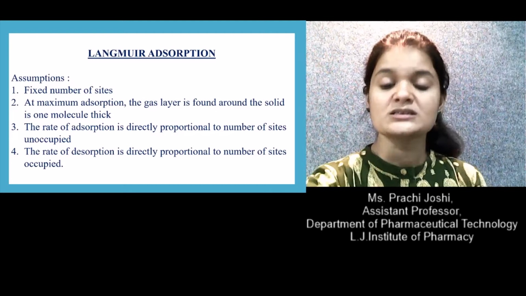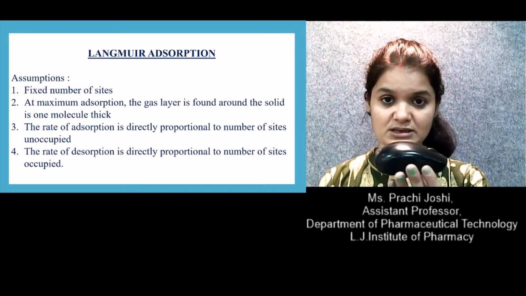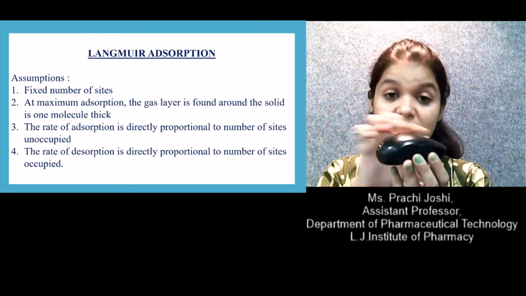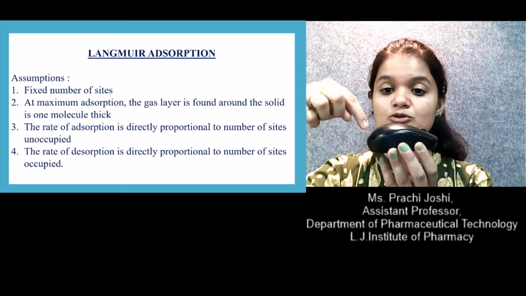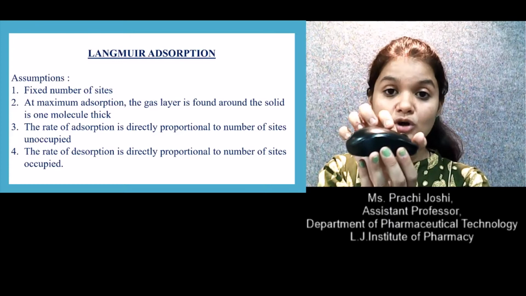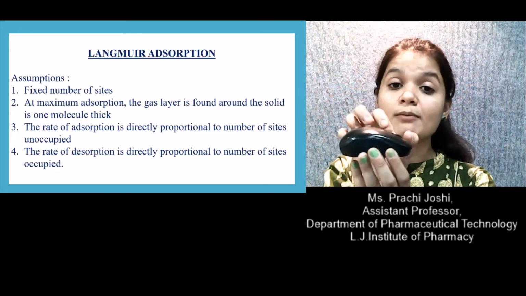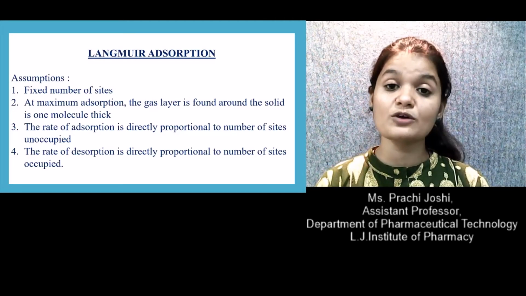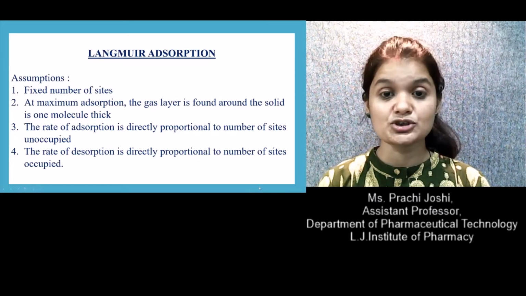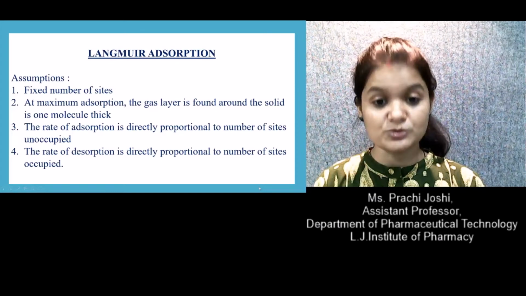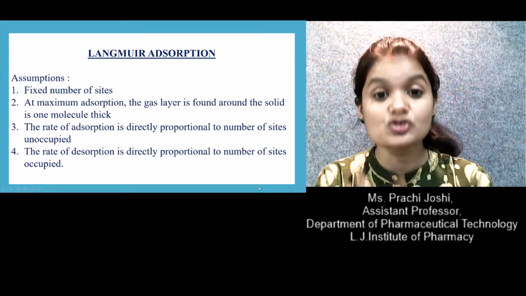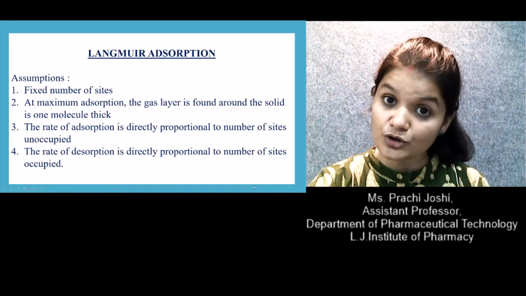Of course, suppose this is a solid surface. The rate of adsorption can be determined by the surface which is unoccupied. Suppose here it is occupied and here it is not. So the rate of adsorption depends on the amount which is unoccupied. Similarly, the rate of desorption, and desorption is the opposite of adsorption, is directly proportional to the number of sites which are occupied.